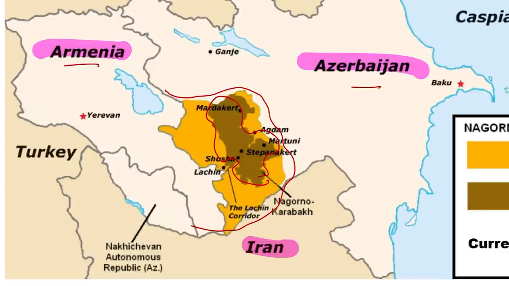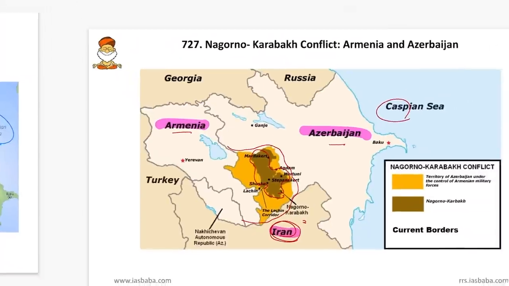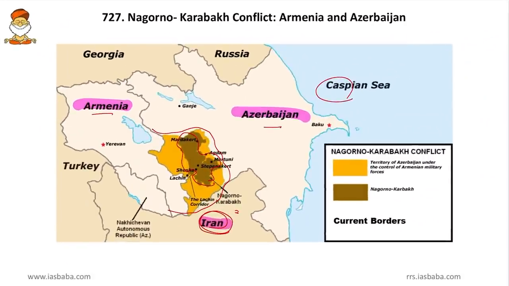And we have to remember that this Nagorno-Karabakh lies between Armenia and Azerbaijan, to the north of Iran and also to the west of the Caspian Sea. So this is how map work is being asked in UPSC, and we have to be thorough with that.